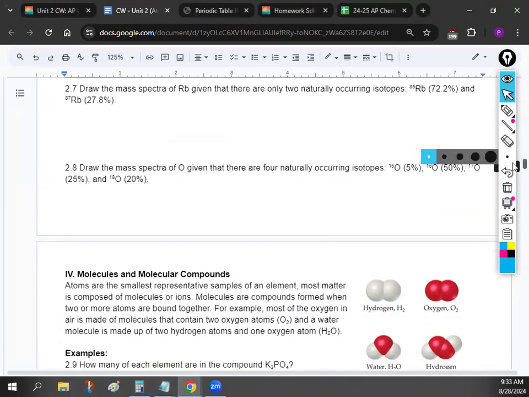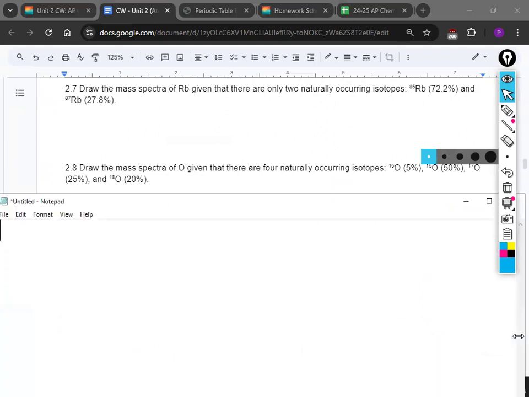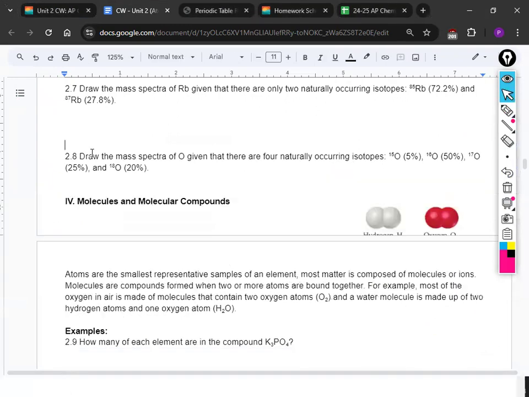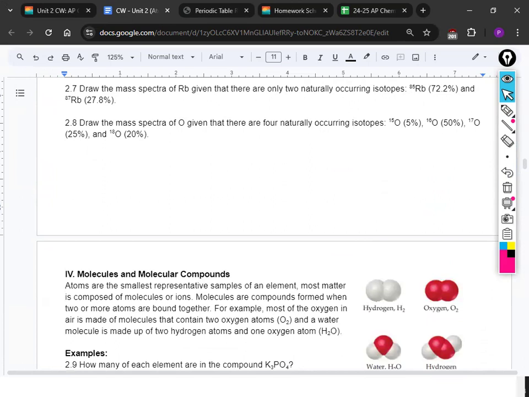Okay, so it's telling you to draw the mass spectra. Mass spectra is just the graph you get from a mass spec, so the thing that we just saw. It wants you to draw the mass spectra for rubidium when there are only two naturally occurring isotopes. The two isotopes are 85 and 87, and then you have the percentages up there. So I'm going to show you how to draw that.